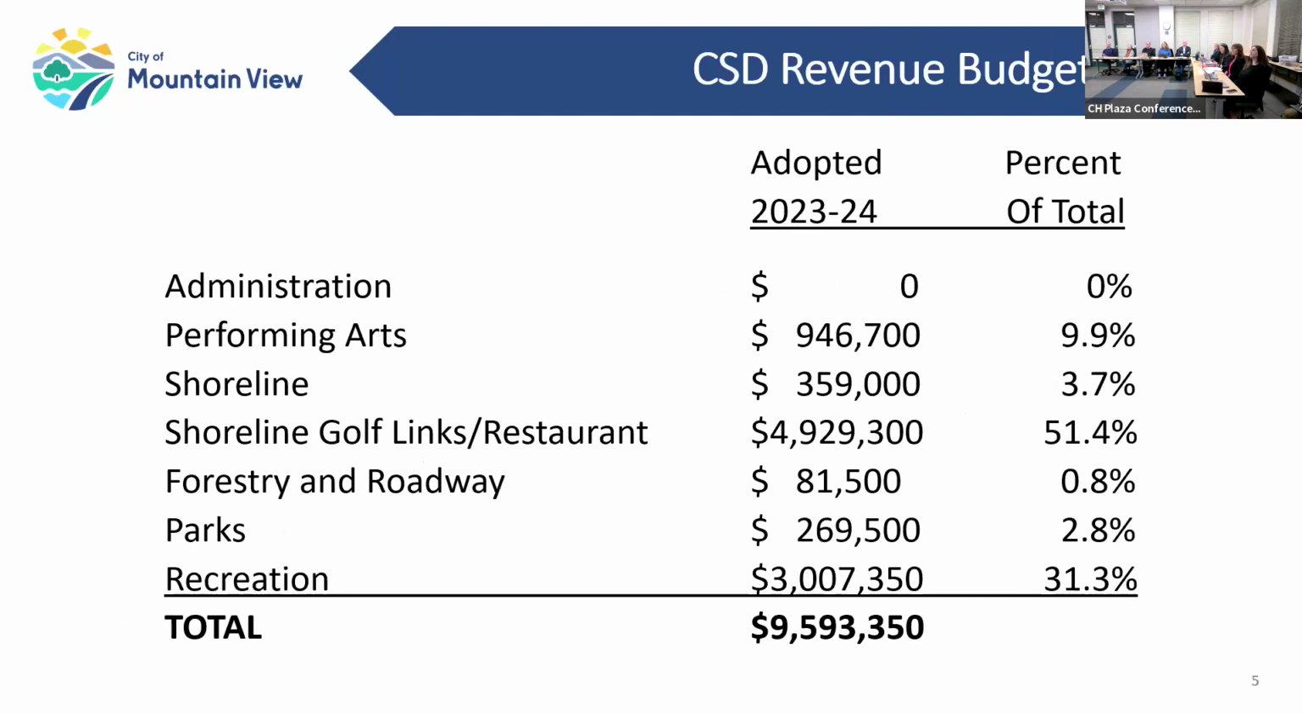And then this is a breakdown of the department's budgeted revenues. This is not our actual revenue, but just what we have in our budget. Golf and restaurant, recreation, and performing arts are the department's highest areas of revenue. Parks and forestry receive some smaller amounts of revenue. Mostly those are reimbursements for maintenance contracts or things like that. Last year, we met our revenue targets and we ended the year at 112% to our revenue budget, which is great.